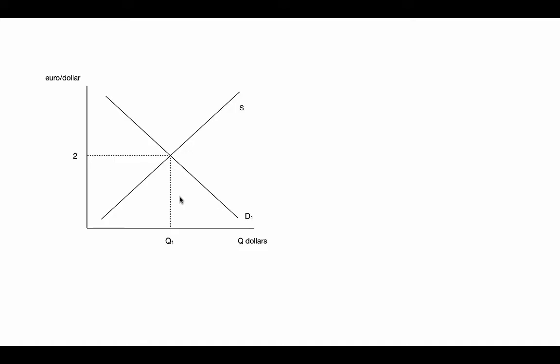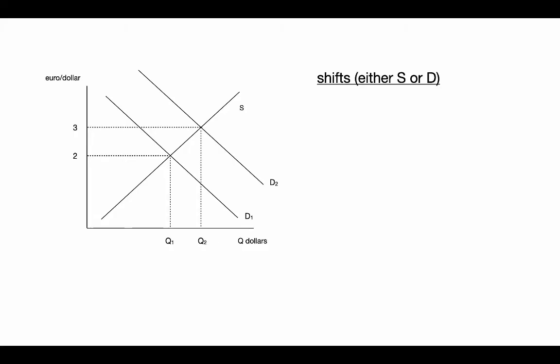Okay, so what's going to shift this curve? Let's do a demand shift as an example. Basically you can have the same reasons for shifting either supply or demand here, because either you're buying dollars and selling euros, or buying euros and selling dollars. So it's really two sides of the same coin in this market. So what could make you want to buy either a dollar or a euro? Anything that would cause you to want to be in one currency versus the other.